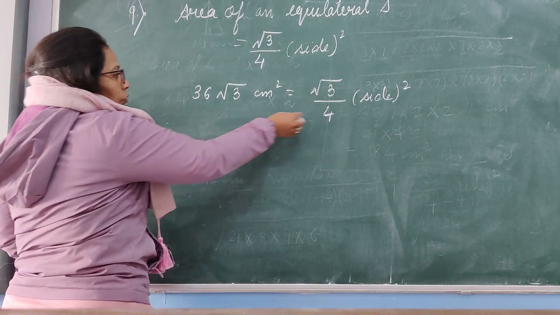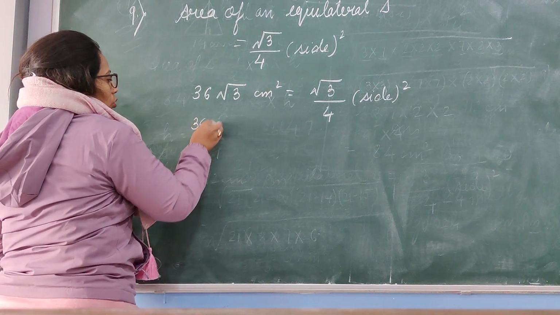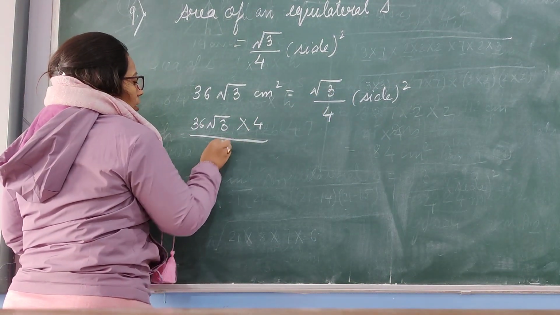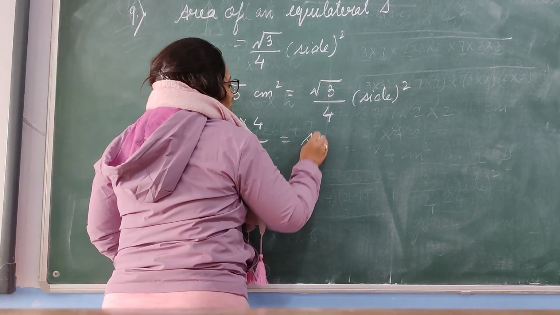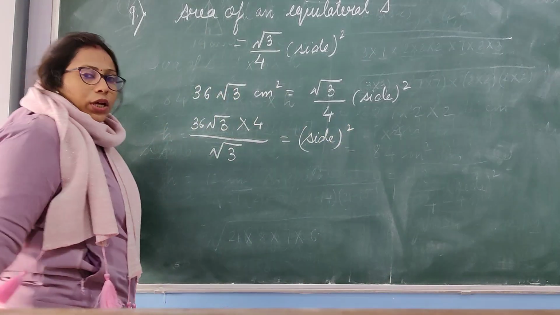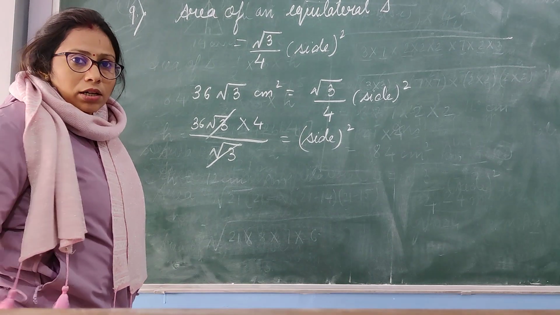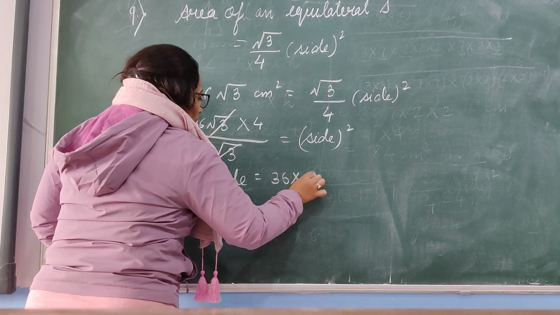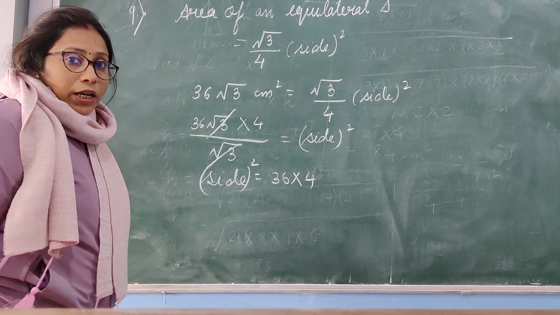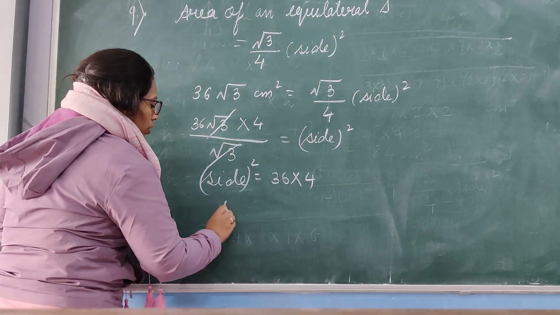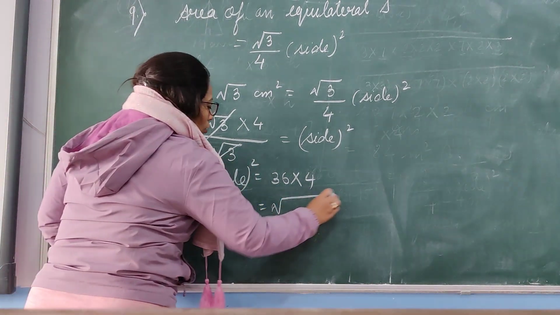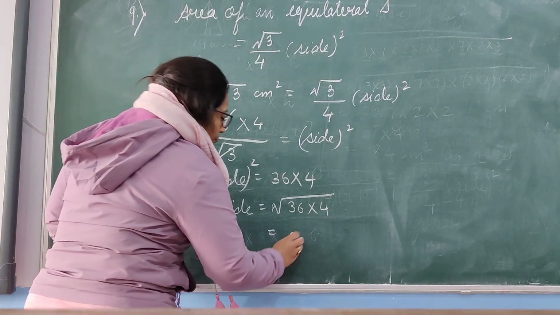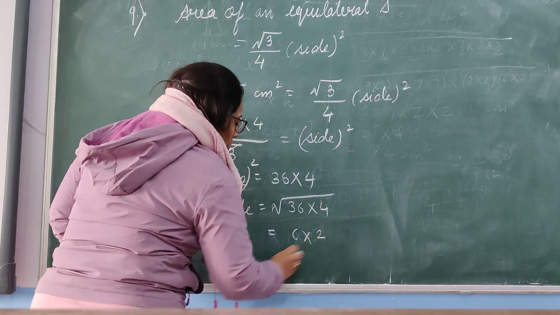So now if you can see, we can bring this 4 here. This will be 36 root 3 into 4, and if you bring this root 3 here, here it is getting multiplied, here it will divide. So this is equal to side square. Now this root 3 and this root 3 will get cancelled, and here we have side square is equal to 36 into 4. So instead of multiplying them and finding out the square root of a big number, what we will do is side will be equal to square root of 36 into 4, and square root of 36 is, we know, 6, and square root of 4 is 2, so this is 12.